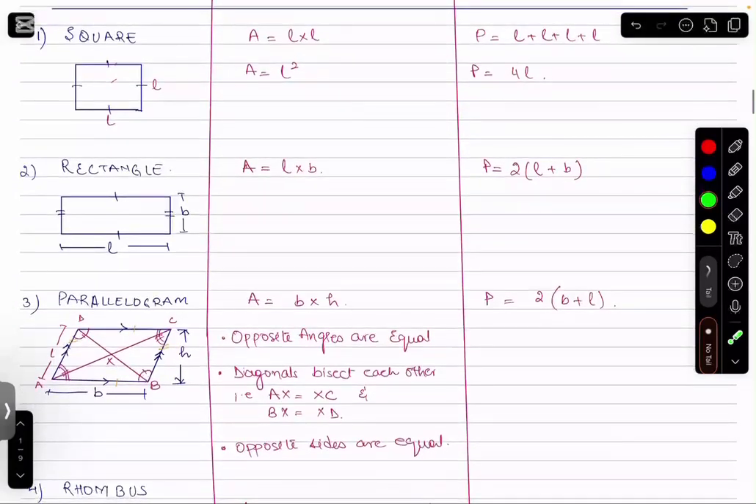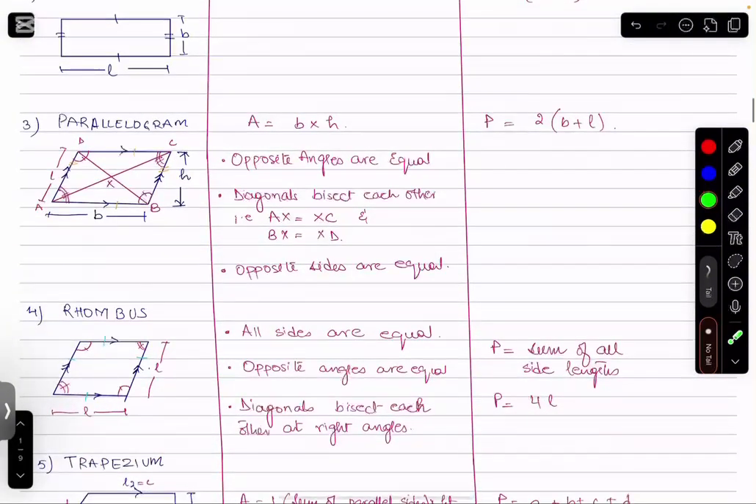Rectangle, it has 2 pairs of parallel and equal sides. So one is this pair and the other is this pair. Parallel and equal sides, meaning I can say this is length and this is breadth, and the area is length into breadth, and the perimeter is given as twice of L plus B, the breadth.